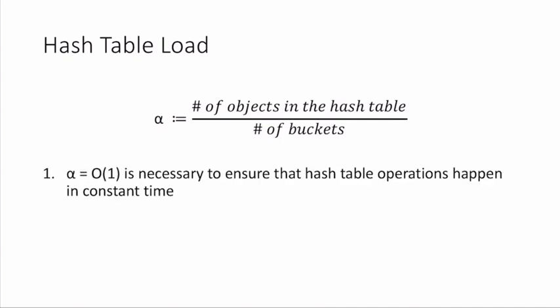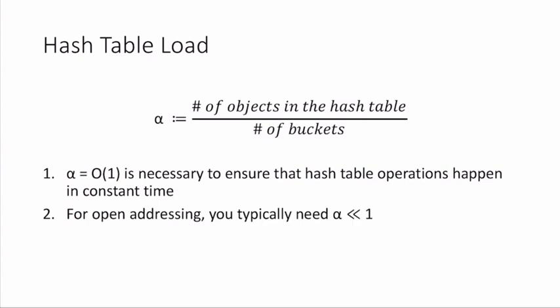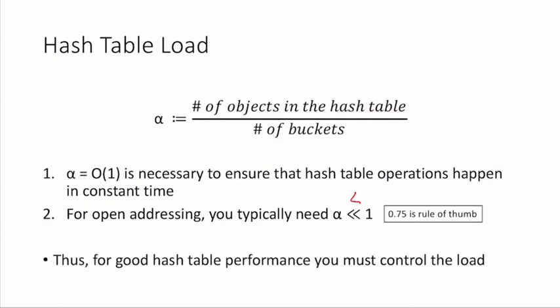All right, so in general, though, you want to make sure that alpha, your load factor, is constant. So you don't want it to be something on the order of n or 2n, for example, if you're going to have the hash table operate in constant time, so the insert, the delete, and the lookup. For open addressing, you really want it to be much less than 1. And maybe I should just put less than 1 here. 0.75, so 75%, is a reasonable rule of thumb. If you have an open addressing hash table that's less than 75% full, you're not going to have greater than constant time lookups in general. Thus, for good hash table performance, you have to control the load.